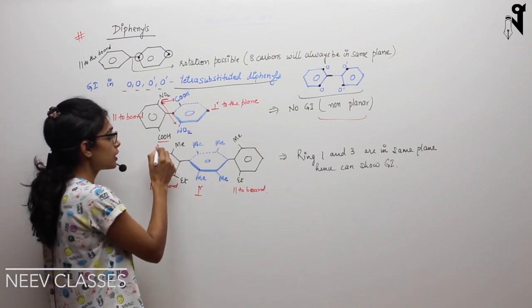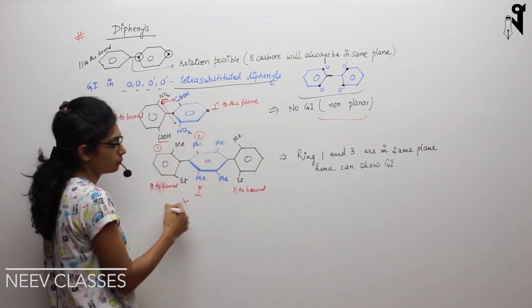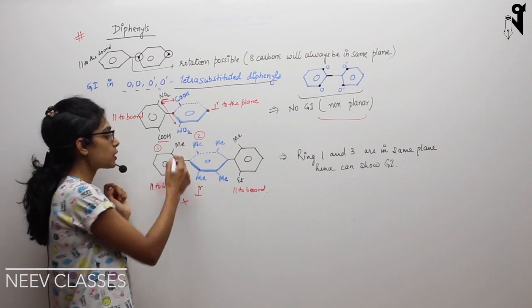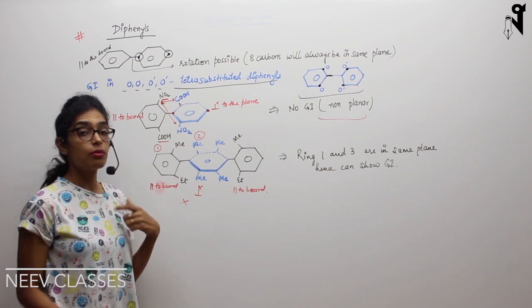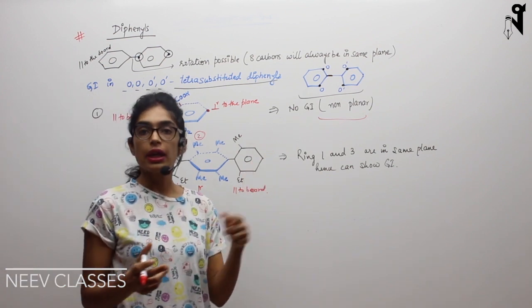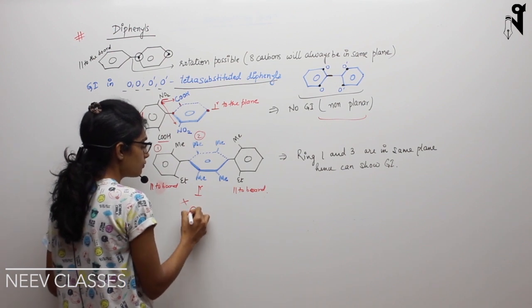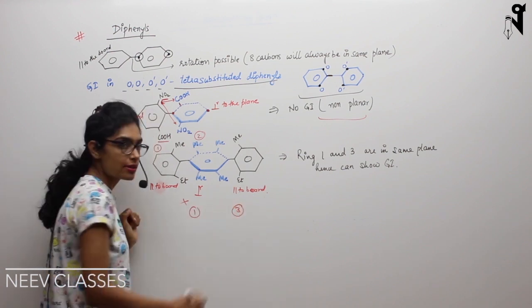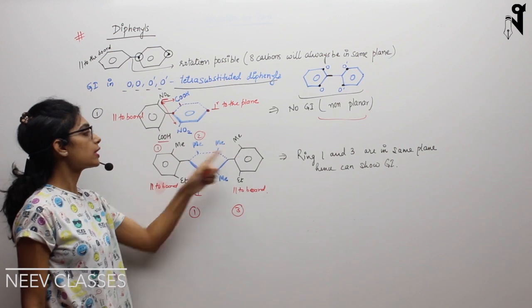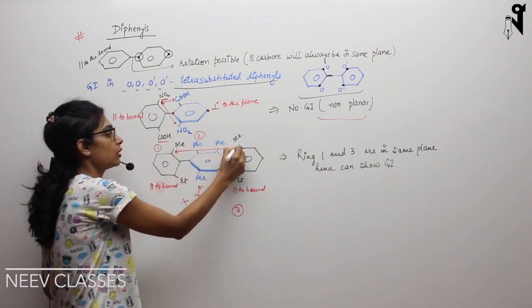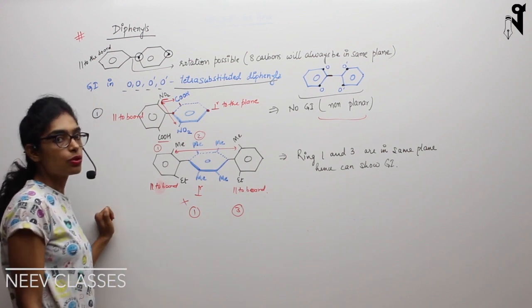With respect to the first and second ring, no, because the groups are in different planes, and groups in different planes have the same L1 and L2. But with respect to the first and third, yes, it is possible because both of these are in the same plane. So here the distance of L1 and L2 is going to be different.